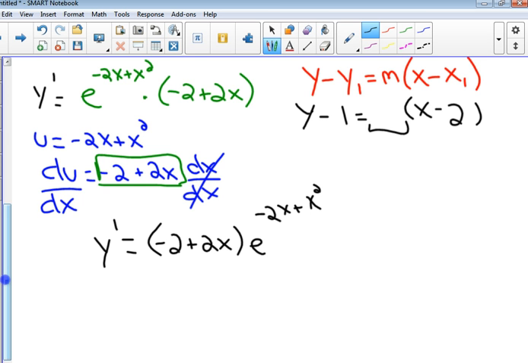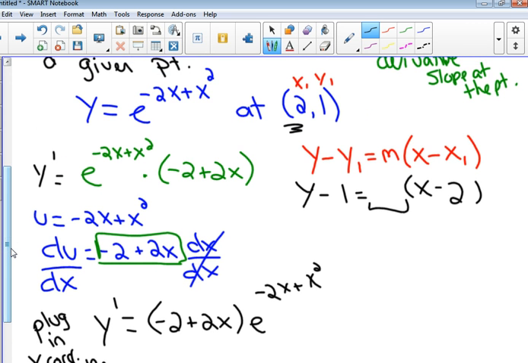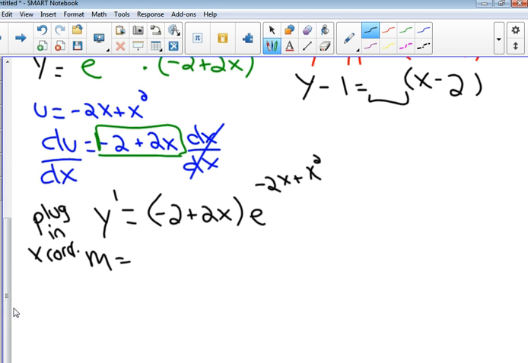The reason why you need that, though, is so you can figure out the m value. This is just going to give us the slope. But to get that slope, what we have to do is plug in the x coordinate. Okay. So your x coordinate that they gave you way back up top was a 2. So if we want to figure out what the slope is, we're using x in the derivative, we need to put 2 in its spot.